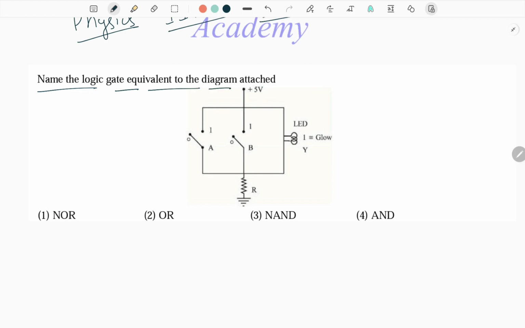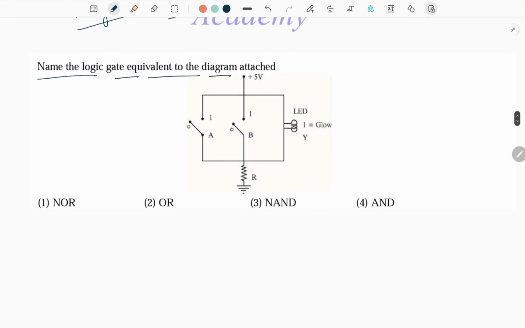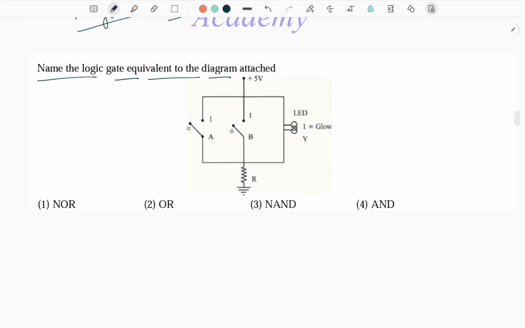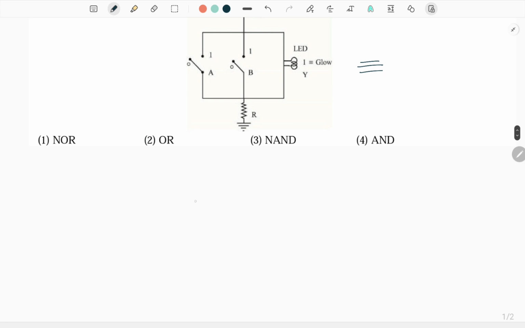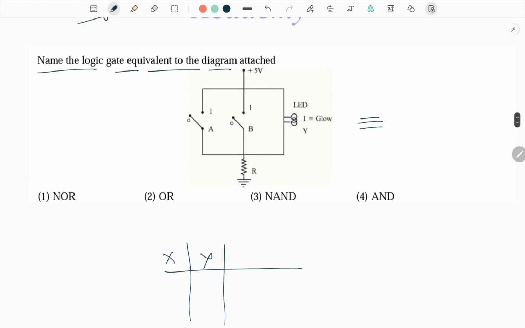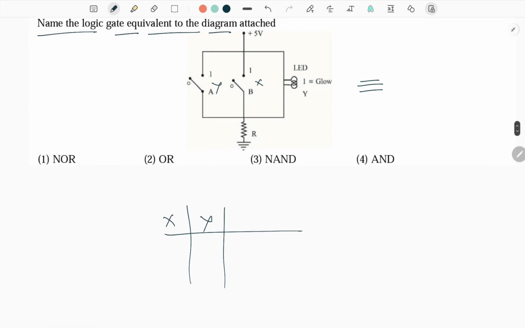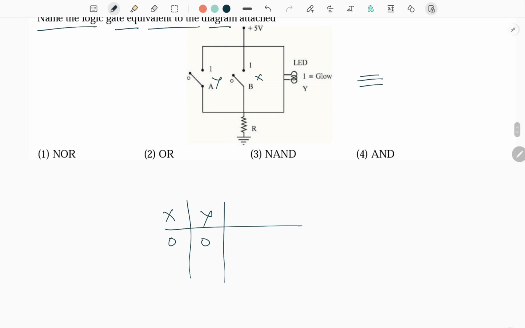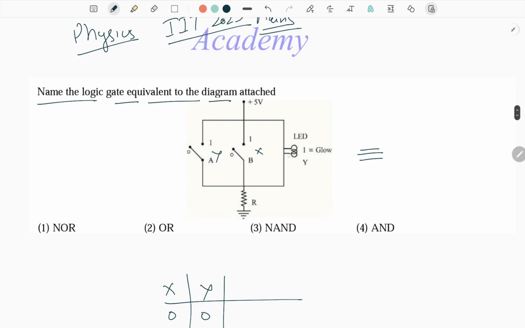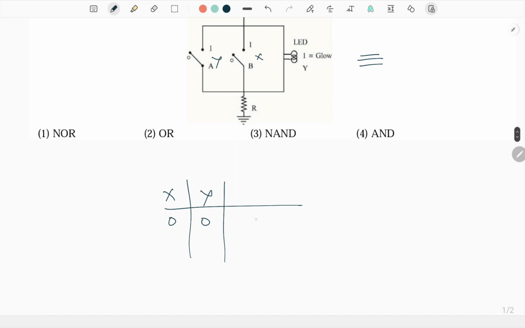We have to find out which type of gate the diagram is equivalent to. So first, we will make a table with X, Y, and then output. If we assume X and Y both open, meaning 0 0, then 5-volt current passes through the lamp and it will glow. So if the lamp is glowing, that means output is 1.